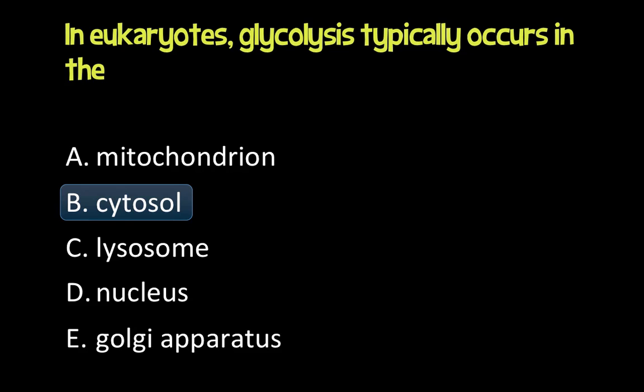If you had mitochondrion, then you have no idea what's going on here. Because we all know that glycolysis is for anaerobic respiration. It doesn't involve oxygen, it doesn't involve mitochondria. So again, in eukaryotes, glycolysis typically occurs in the cytosol.